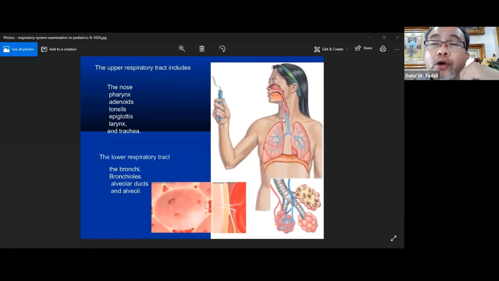So everything extrathoracic will be upper airway, and everything intrathoracic will be lower airway. The tracheal inlet is here. The nose, pharynx, adenoids, tonsils, epiglottis, and larynx are considered upper airway. The two-thirds of the trachea, then the bronchi, bronchioles, alveolar ducts, and alveoli are considered lower airway. So, upper airway and lower airway.